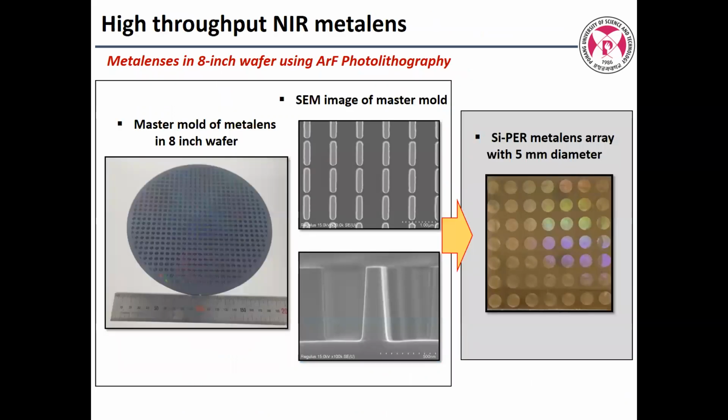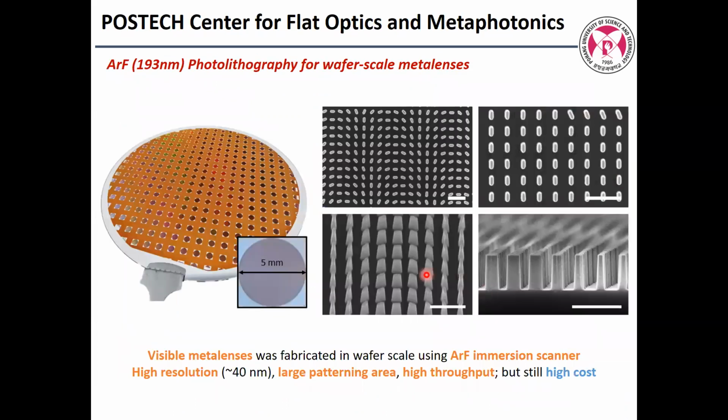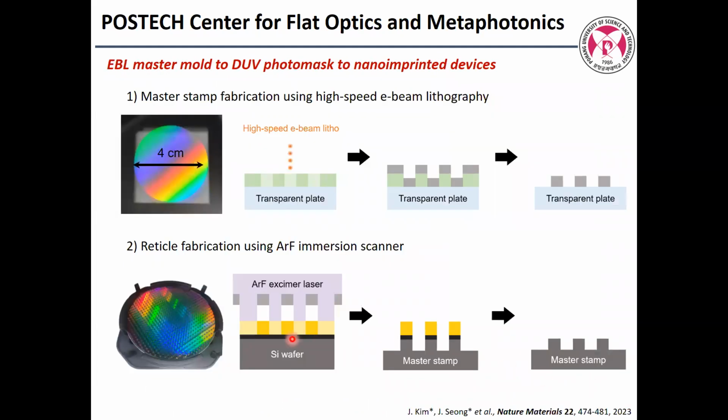So this is our KrF lithography pattern for an IR metal lens array in an 8-inch wafer, with 5 mm diameter devices. This is the optical property. And now we can use ArF immersion lithography, whose critical resolution is 40 nanometer. This is our result. And this is the ArF process: a master mold of 4 centimeter, made by e-beam lithography with typical patterning.